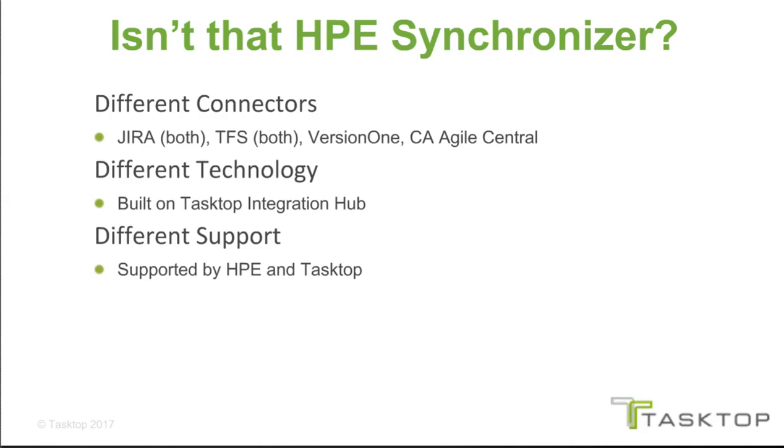From what I've heard, HPE Synchronizer was never formally supported by HPE, but rather it was a community-supported solution where you could go on the message boards or discussion boards and ask questions, and hopefully somebody from the community could help you out. With the Octane IO integration, that's going to be supported by HPE's support organization, with Tasktop helping for any escalations of support tickets that might occur.